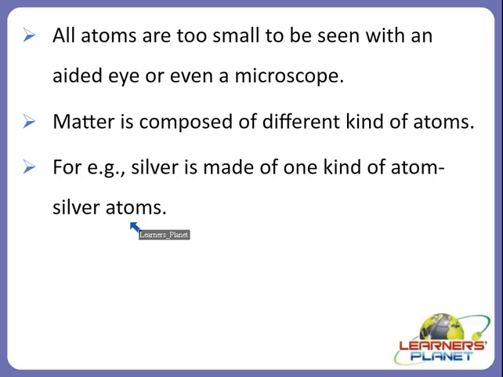So there are different examples which are made up of different kinds of atoms, right? Even salt is made up of two different kinds of atoms, like sodium and chloride atoms, right? So we can see here that matter is composed of different kinds of atoms. So always remember that all objects occupy space and they have mass, right?